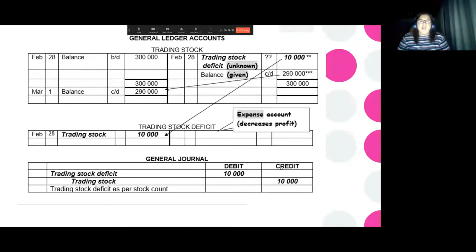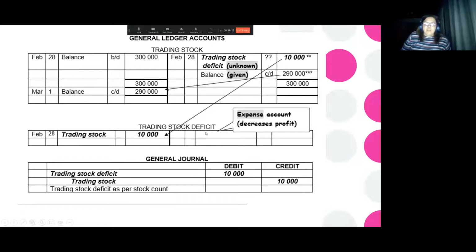To show the recording of this, in the trading stock account on the debit side, we have our balance from the trial balance. If a deficit occurs, that deficit amount we will need to take out of our books. We need to take it out because that trading stock is missing, so we create a trading stock deficit. This closing balance is the same as the physical count. So that's the given figure.